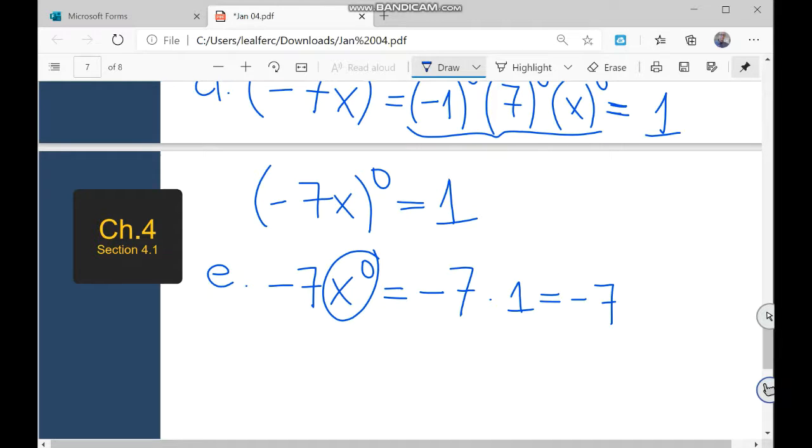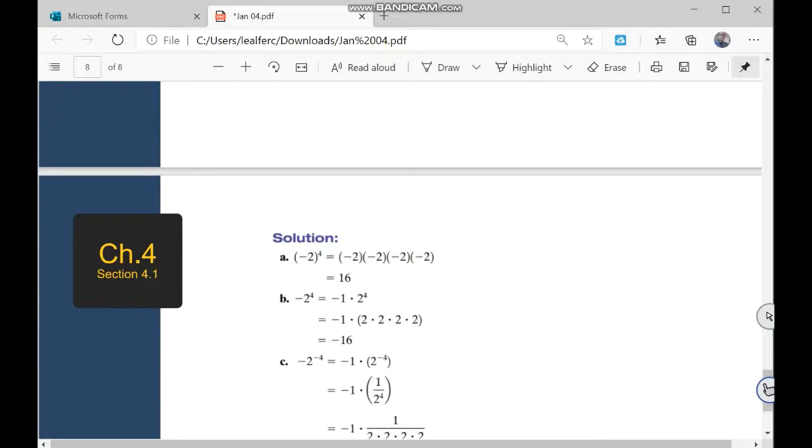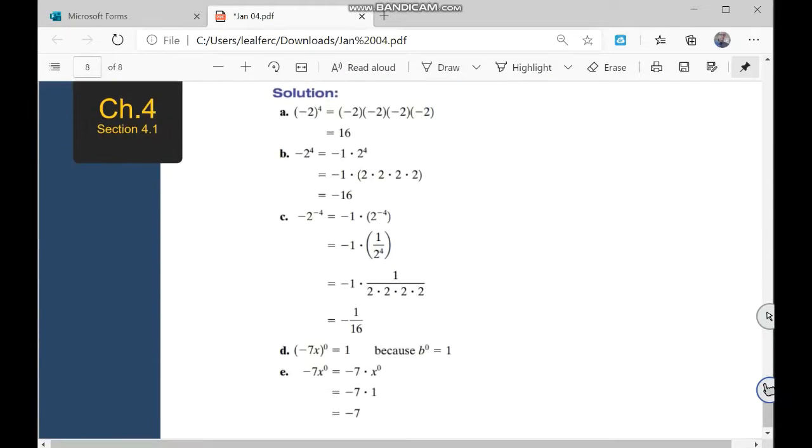Any questions? And you have this explained right here. If you didn't understand, you can check this out. This is the solution from the book. It's nicer, it's more organized, it's neat. Maybe if you don't understand my explanation, you can look at this and understand a bit better. Let me know if you have any questions.